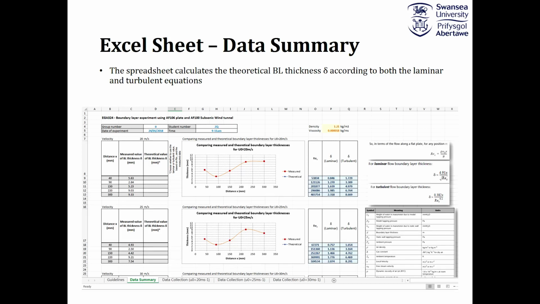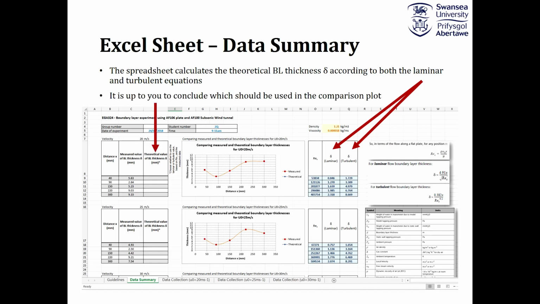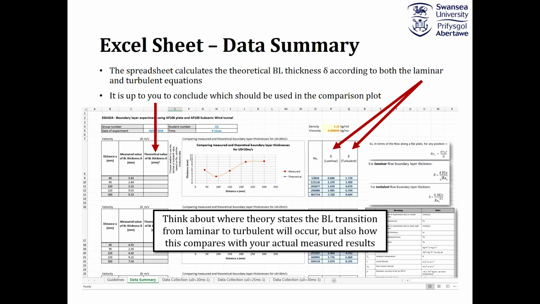Okay, so that's what you'll be doing on that tab. Those two columns there are the laminar and turbulent theoretical values, and it's up to you to decide which ones you're going to feed into that column. So as I say, think about what the theory says, and then think about what your measured data says as well, and try and come up with some sort of transition at some point in between the two.